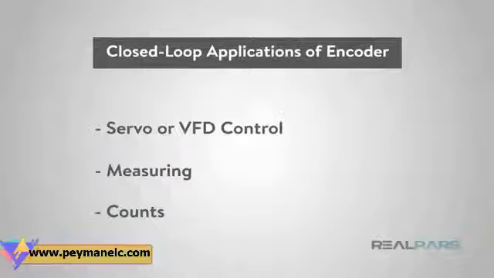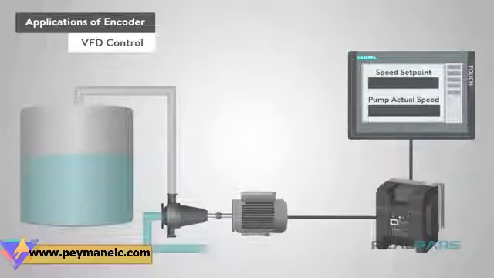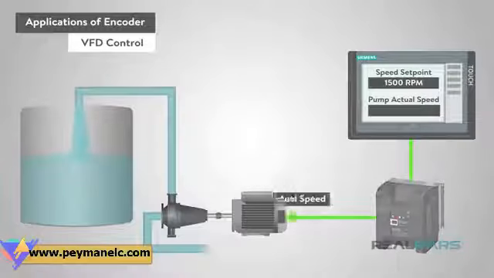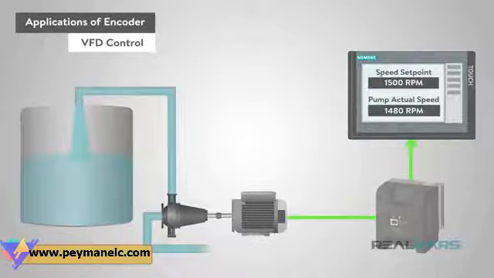Encoders have a wide range of uses, which include closed-loop applications such as servo or VFD control, measuring, and counts. Here are some examples of processes that may use an encoder. For VFD control, you may be running a pump on a VFD to fill a tank full of a liquid. You are requesting a certain speed and want to verify that the pump's VFD is at the requested speed. An encoder on the VFD may be used for feedback of speed.